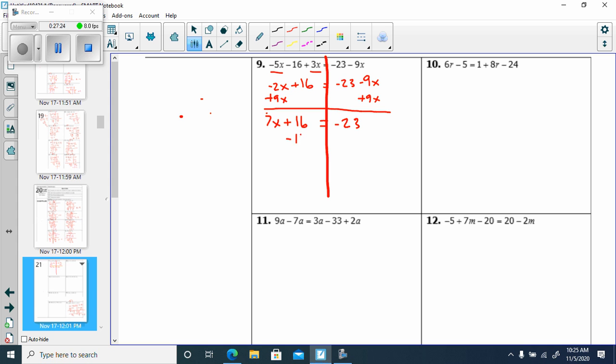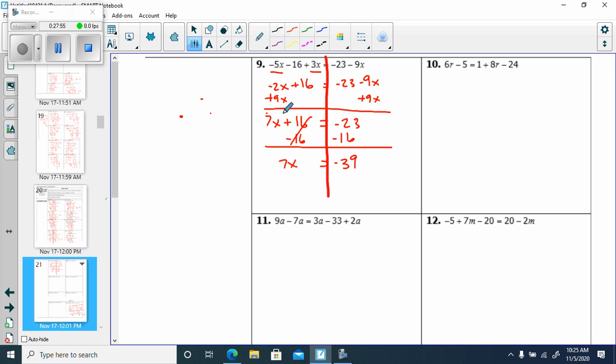I'm going to subtract 16 from both sides. I do to both sides because I'm crossing the equal sign. This gives me 7x is equal to negative, what, let's see, negative 39. Did I mess up something? Let's see. 5x, negative 5, negative 2x, plus 9 is 7x. Okay.